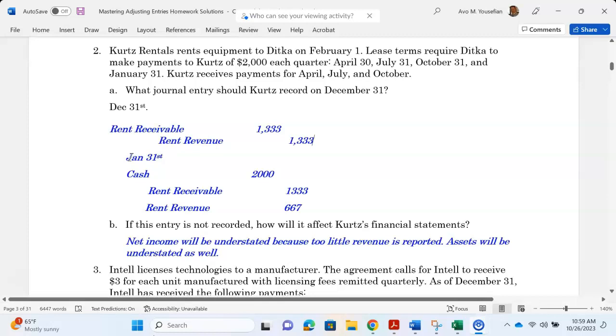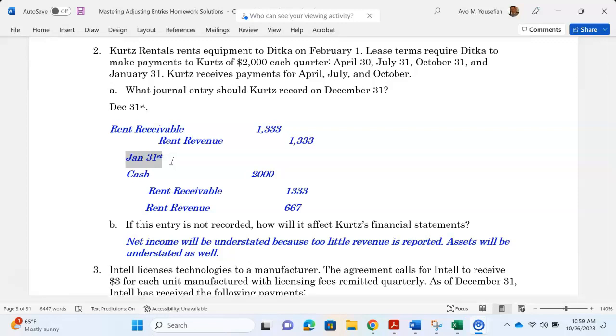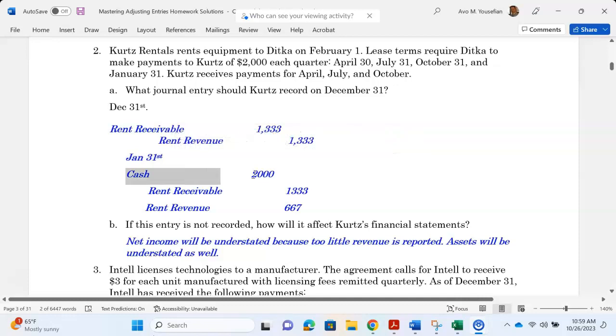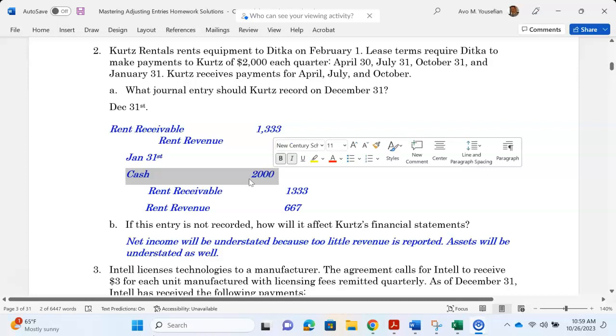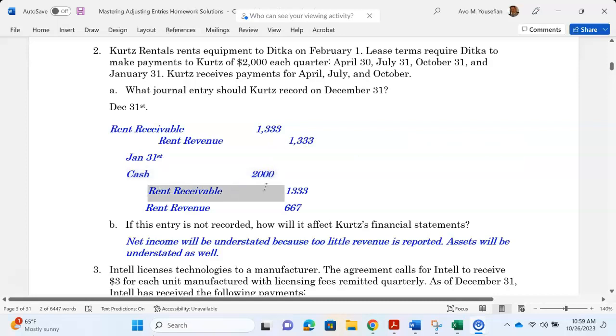Okay. Now I added this part myself. I said on January 31st, if you receive your rent payment, what would be your journal entry? On January 31st, your journal entry would be recognition of the payment you received, which is $2,000. Closing the rent receivable that you already recognized on December 31st, which is $1,333, closing that. And then you recognize that you also have a rent revenue for $667.